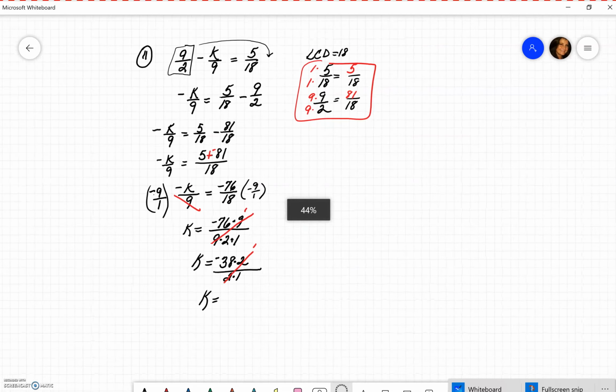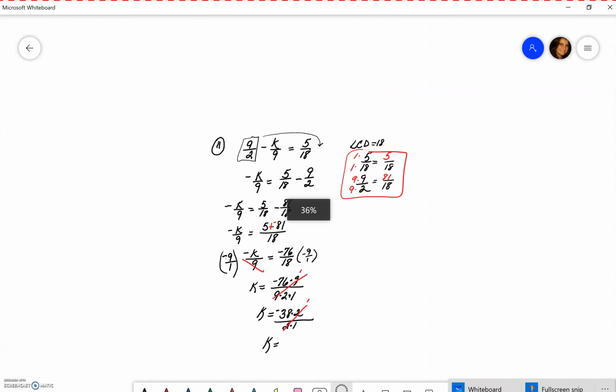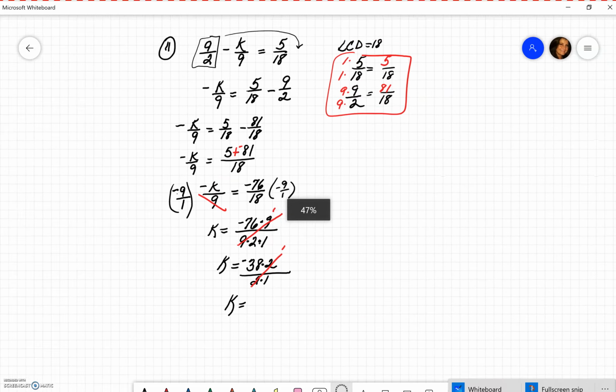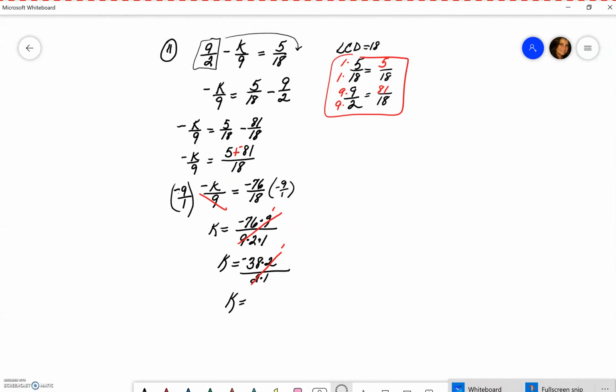Oops, let me write negative 38. Sorry, I don't know why it keeps doing that. Negative 38. I can't seem to get it. There it is. I'm sorry.